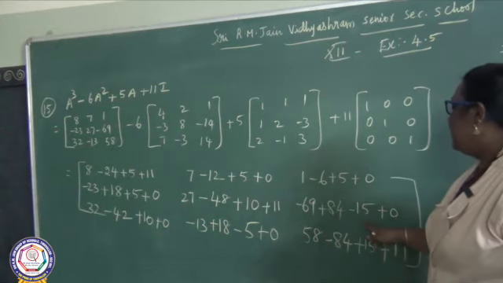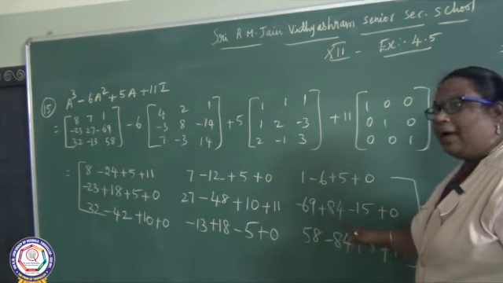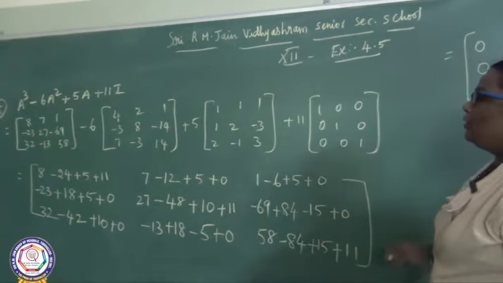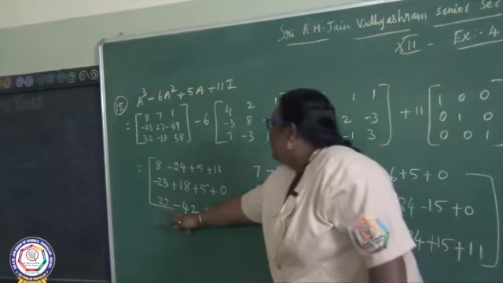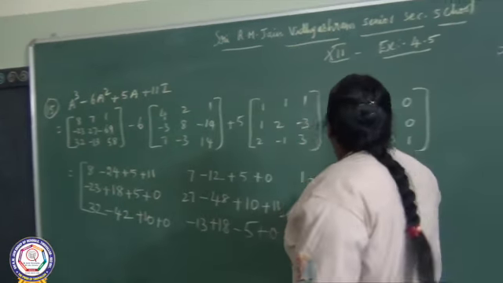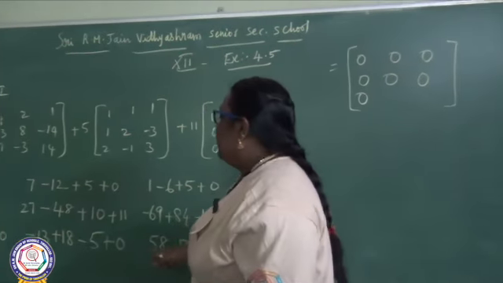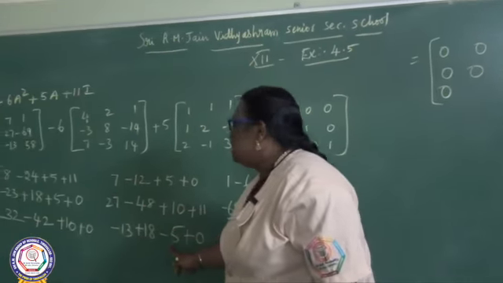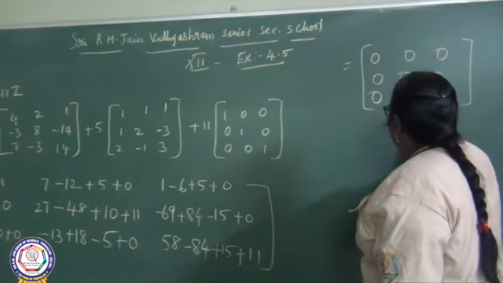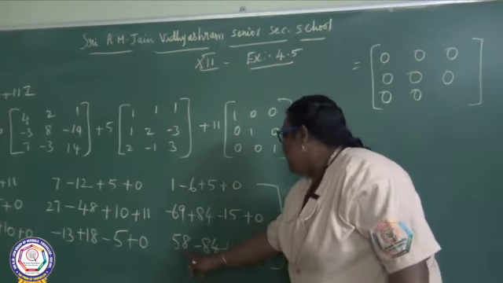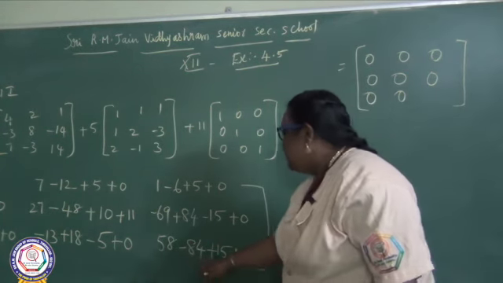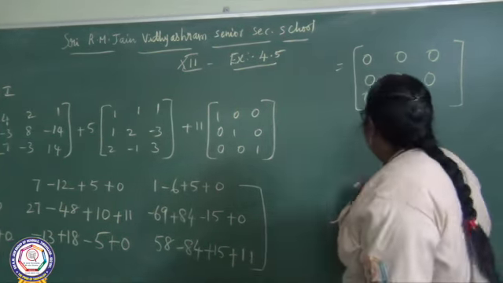Minus 69 minus 15 is equal to minus 84, minus 84 plus 84 is 0. The same thing here, see. 32 plus 10, 42. 42 minus 42 is 0. See here, minus 13 minus 5, minus 18 plus 18 is 0. See here, 58 plus 17, 73. 73 plus 11, 84. Minus 84 is 0.